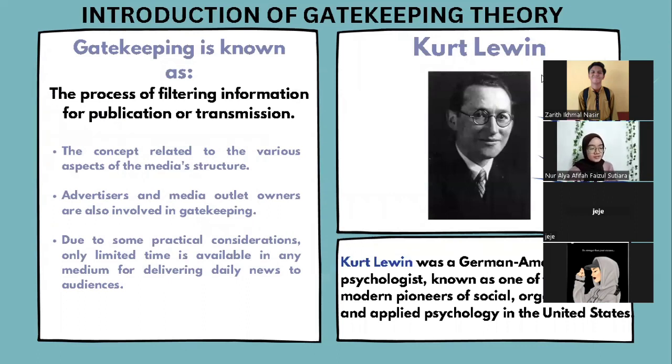According to Tim Vos and Pamela Shoemaker, the process of filtering information is central to the media's role in modern society. It involves crafting and culling information into a limited number of messages that can be sent to the public. Due to some practical considerations, limited time or space is available in any medium for delivering daily news to its audience. In any news organization, there is a news perspective, a subculture that includes a complex set of criteria for evaluating certain news. This news perspective and its complex criteria are used by editors, news directors, and other staff who select a limited number of stories to present to the public.